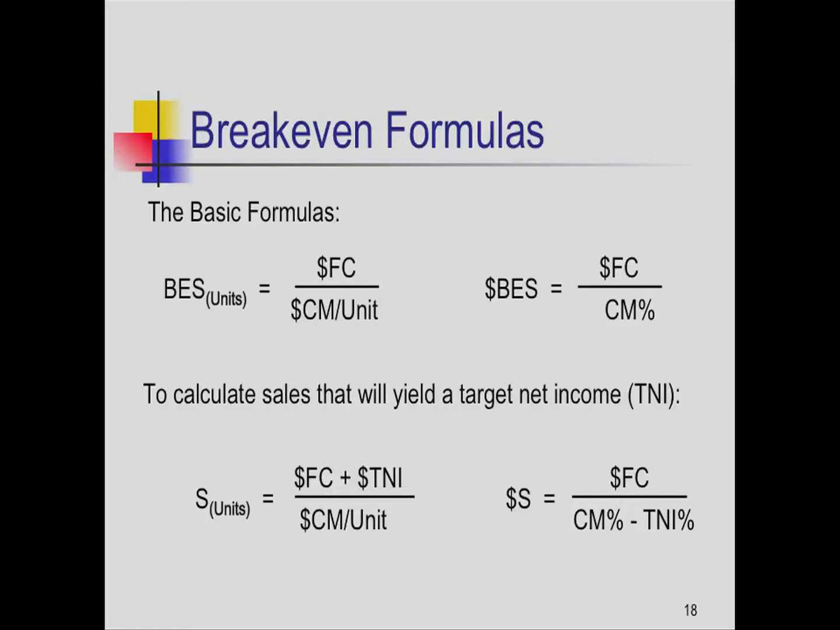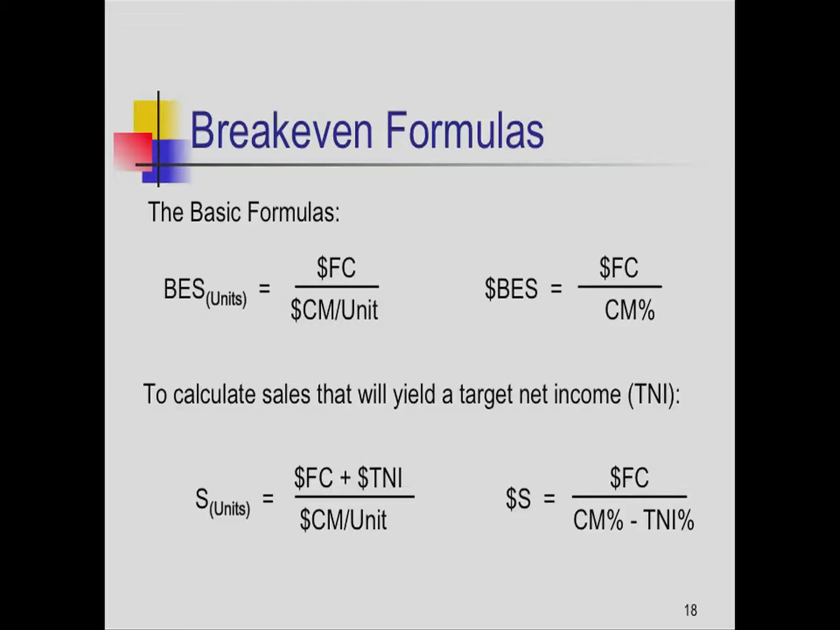Now, let's say we don't want to know what it takes to break even. Let's say I don't want to break even, I want to make $100,000. If we just add that target net income to the fixed cost and divide by contribution margin per unit, it'll give us the number of units that we need to sell so that after we subtract our fixed costs, we will end up with exactly $100,000.